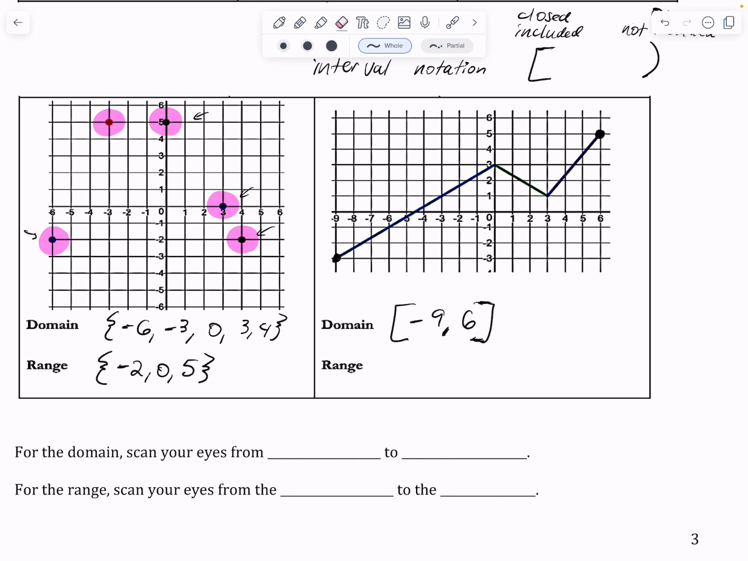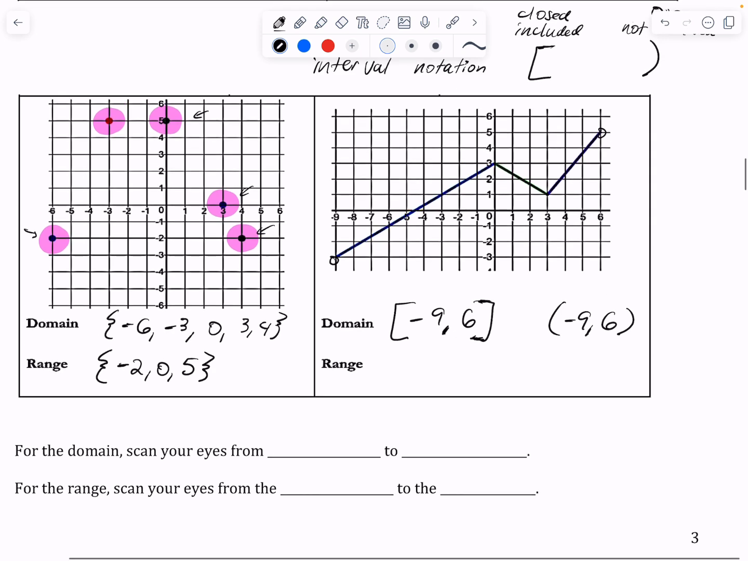If you wanted to, I could show a quick little example. If for some reason these were open circles, then you would just have the same thing, but it would be parentheses. So that's the only difference. Okay, for the range, again, they are filled in. The lowest y value is down here at -3, and the highest y value is all the way at this last point on the right, which is a +5. And we do include all the values in between, and we touch -3 and 5, so I use brackets again.